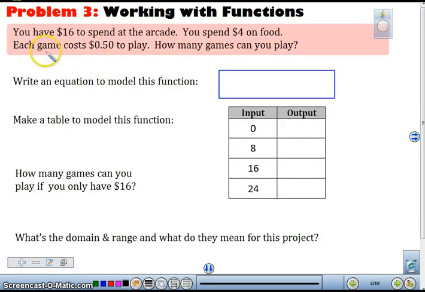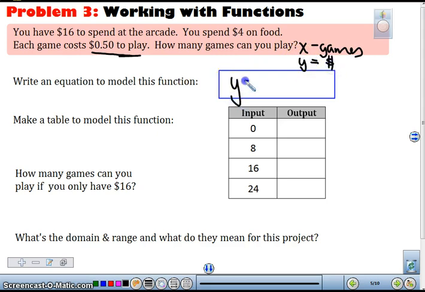The next one, you're going to read the situation. You have $16 to spend at the arcade. You want to spend $4 on food. Each game costs 50 cents. So each game, and we're looking at how many games. So x is our games, that's what we want to know how many, and y is our dollars that we're spending.